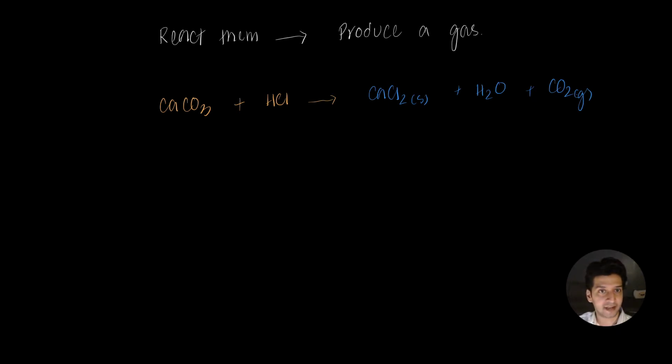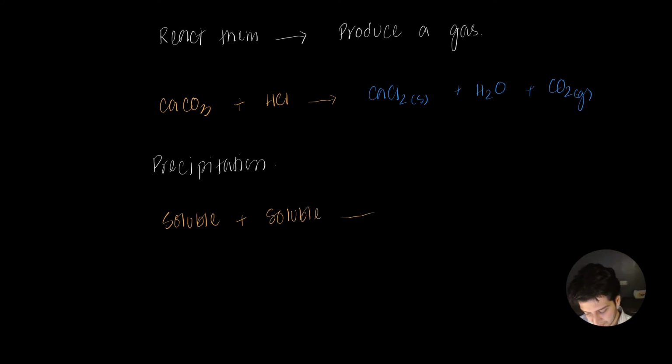Okay, now you guys understand this, hopefully. So we're going to learn about testing for ions. So one way is this, the other way is do a precipitation reaction. A precipitation reaction is a compound that is soluble that reacts with another compound that's soluble that produces something insoluble plus something that is soluble.